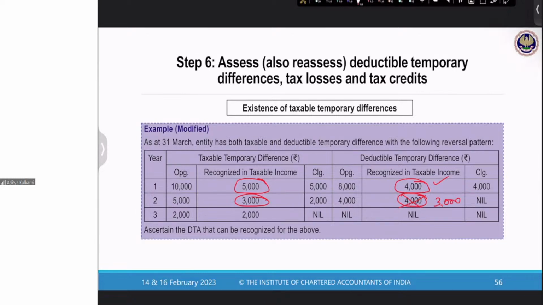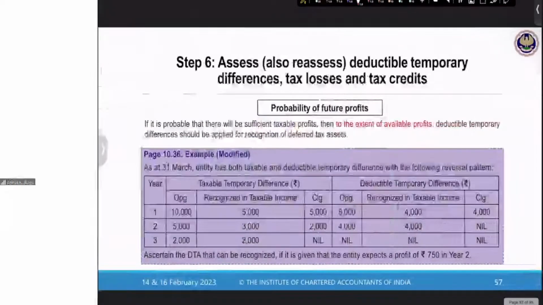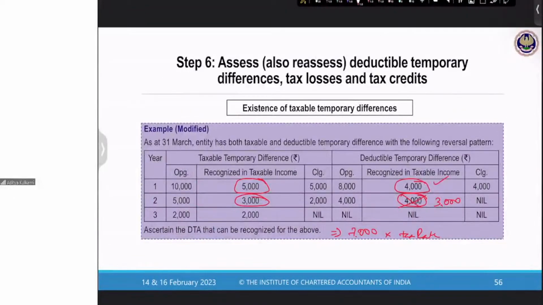In the third case, you don't have anything to reverse as far as deductible differences are concerned. So therefore, what is the DTA you can recognize? 7,000 multiplied by tax rate. So only 7,000 of deductible temporary differences can be recognized. Is everyone okay with reversal pattern matching?